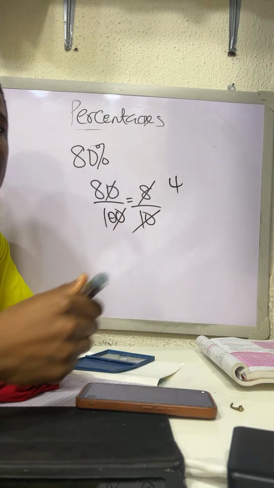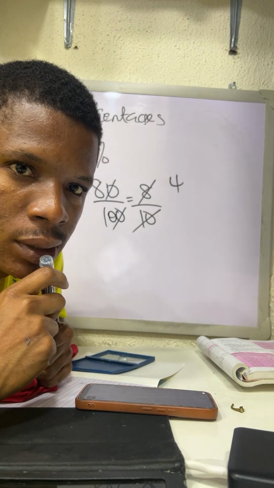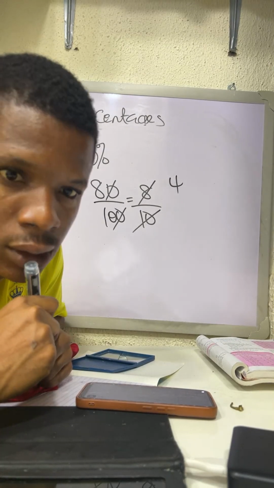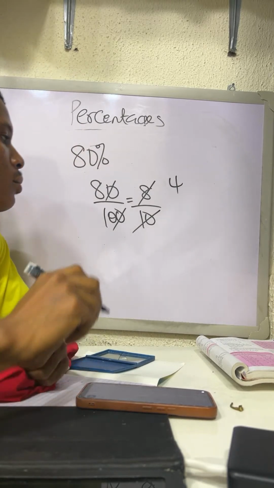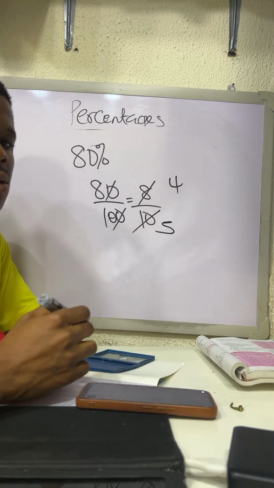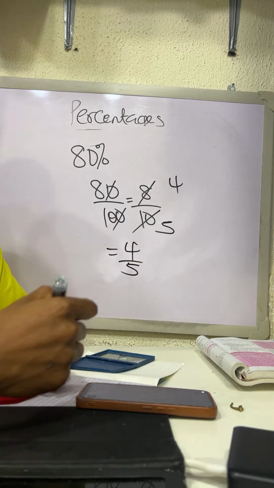If you divide 10 by 2, what do you get? Let me write it down because you can't hear me. Okay, I can hear you now. You have it as 5. So what will be the answer? The answer will be 4 out of 5. Are you getting it now?